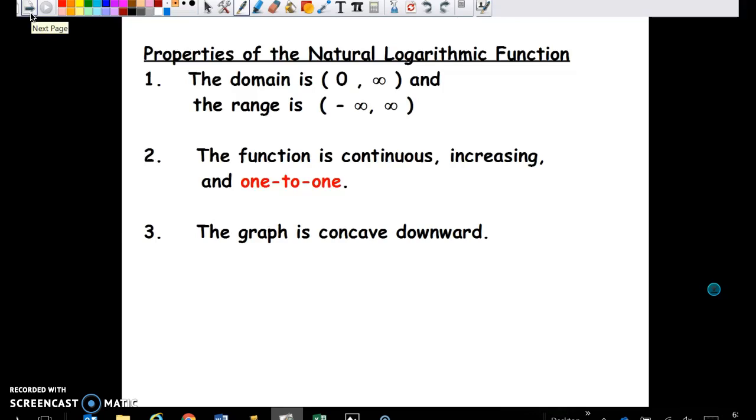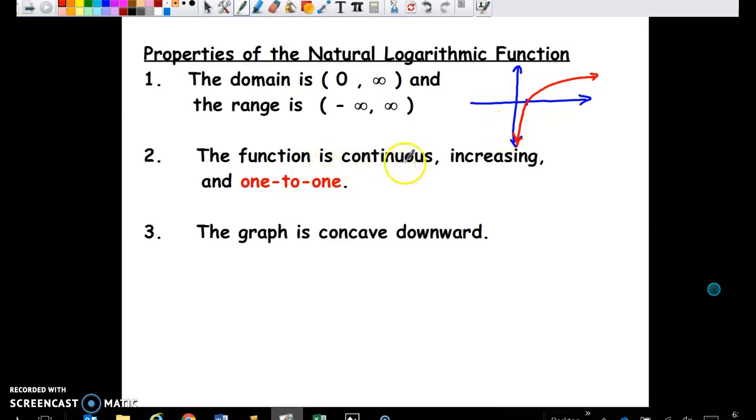Properties of the natural logarithmic function. The domain is 0 to infinity. Think about that. The x values, the domain, is 0 to infinity. That's because the natural logarithm function looks something like this. So I can only have x values that are positive, and the y values can be whatever I want them to be.